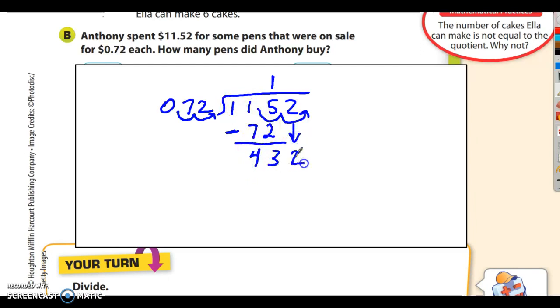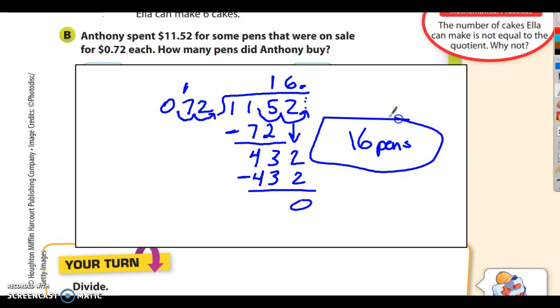Bring down the 2. How many times does 72 go into 442? I think 6, because 6 times 7 is 42. So I'm going to try 6 here. 6 times 2 is 12. 6 times 7 is 42, plus 1 is 43. And you get 0. Now this decimal that got moved over then goes straight up to right here, which means my answer is 16 point, which is the same thing as 16. And it asked about how many pens. The answer is 16 pens.